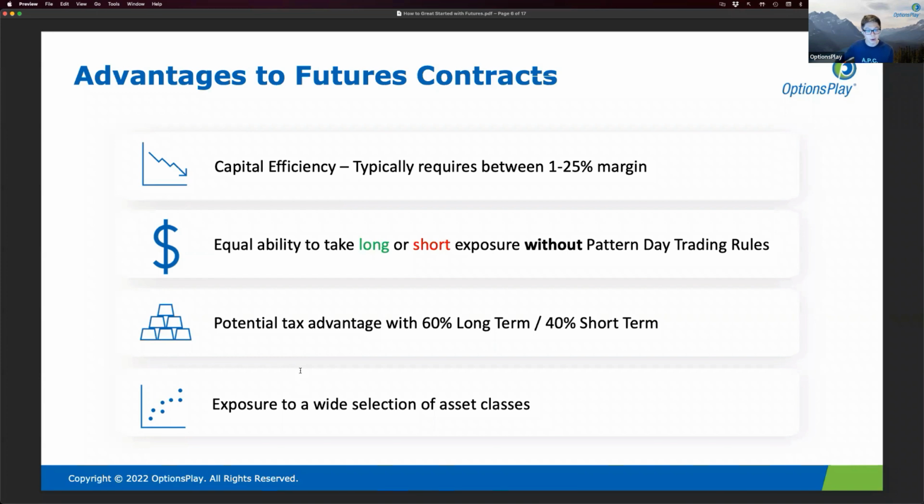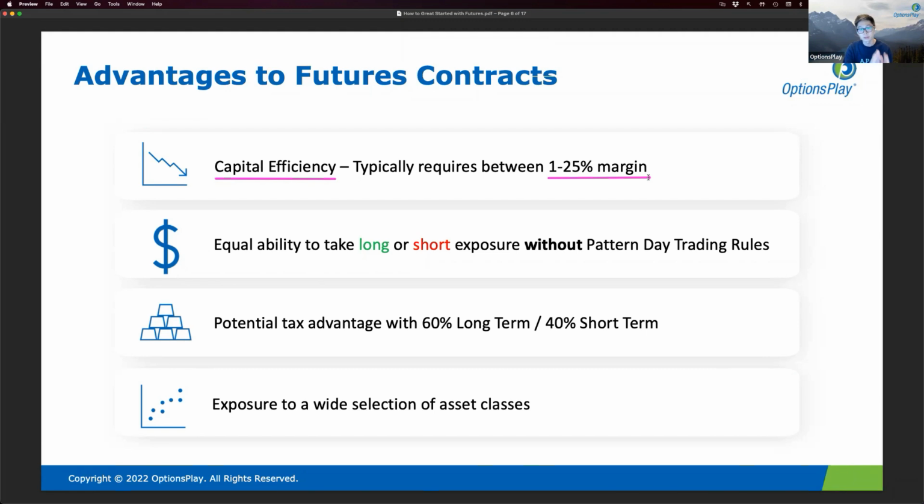So first of all, they are capital efficient. What that means is that they typically require only 1 to 25% of the actual contract size in terms of margin that you need to enter the contract. So if you want to buy $10,000 worth of a stock, you would need $10,000 of cash in order to buy those $10,000 of stock. But when you're trading a futures contract, you don't need $10,000. You can control that same $10,000 contract for a fraction of the capital.